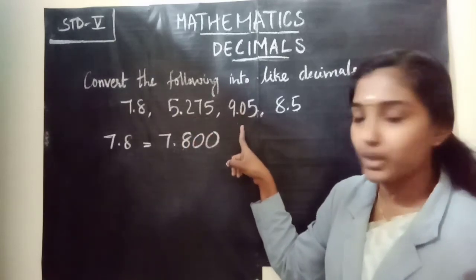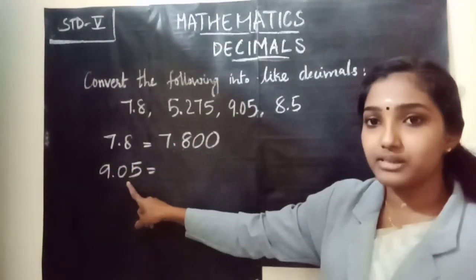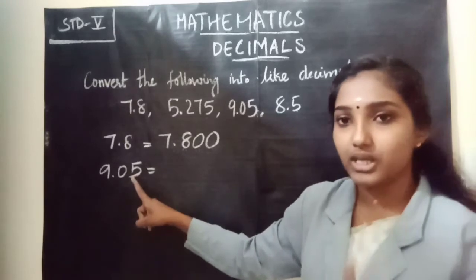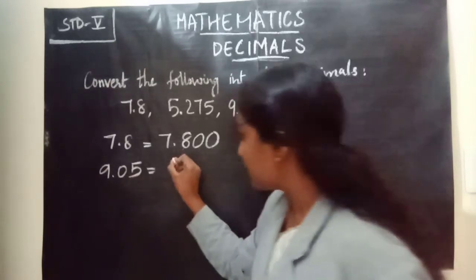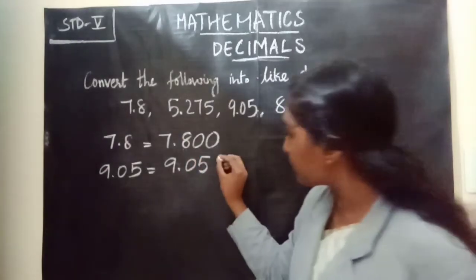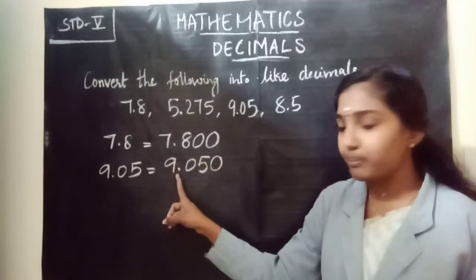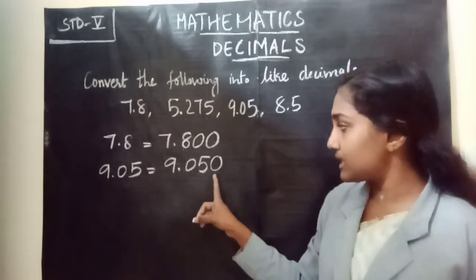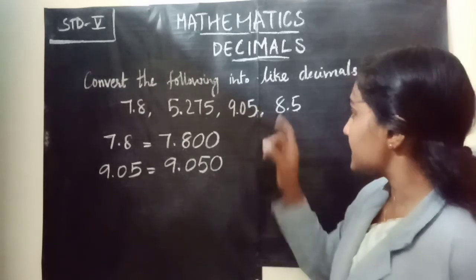The next is 9.05. We can take 9.05, and look how many decimal places it has. It already has two decimal places. After the decimal it has two digits, so the 10th place and 100th place are already there. We need one more decimal place. So for that, what will we do? We can put one more zero at the right end of this decimal number. So it is 9.050. Okay, we have got one more decimal place here. So now it has the 10th place, 100th place and 1000th place.